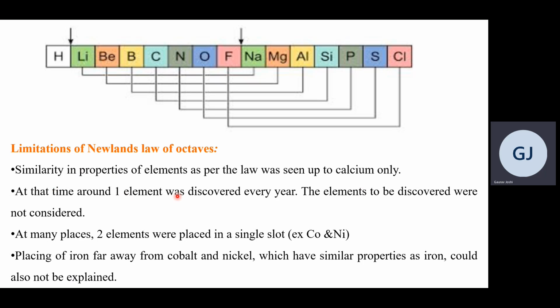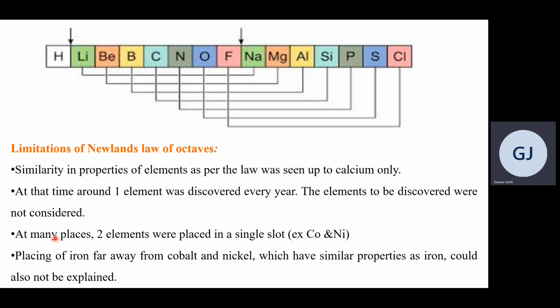At that time, around one element was discovered every year. The elements yet to be discovered were not considered. As of today also, we are discovering new elements every year, or every 2 years, or every fourth year, right? So that time also elements were being discovered. When those new elements were discovered, they failed to place them in the periodic table on the basis of the law of octaves, right? So this was the common problem.